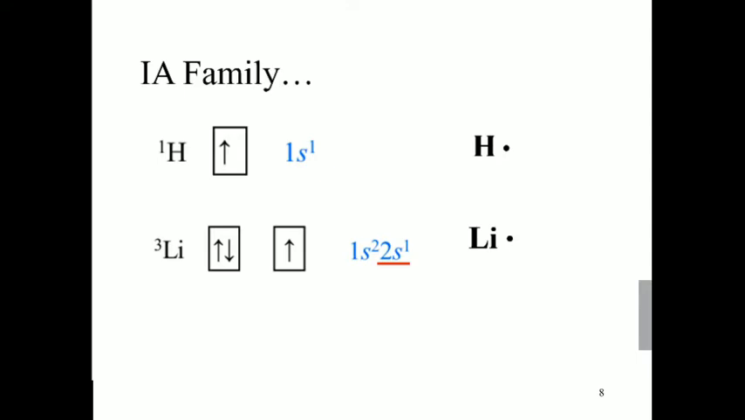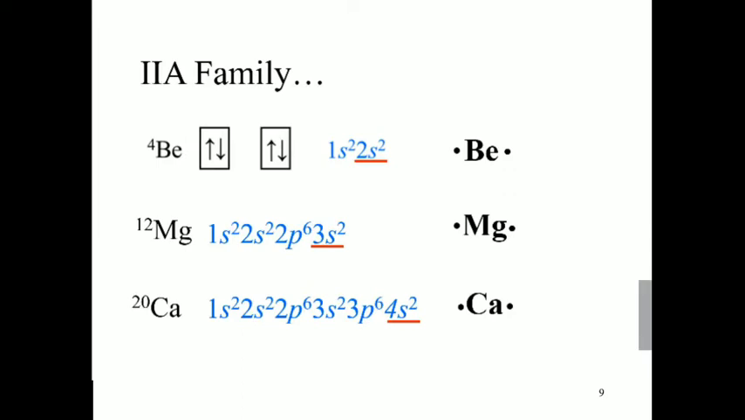Therefore, they have the same Lewis structure with 1 dot because they have 1 valence electron. So we have hydrogen 1s1, lithium outermost 2s1, sodium 3s1, potassium 4s1. So all of them have the same number of valence electrons, which is 1. Same with 2A and the rest of the representative family elements, which are 1A, 2A, 3A, 4A, down to 7A.